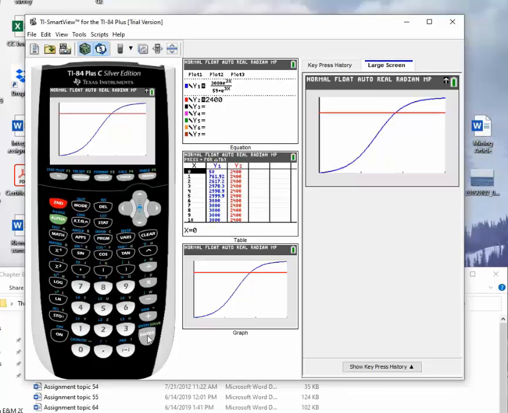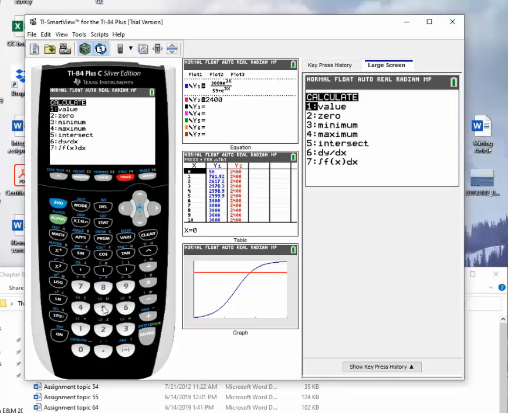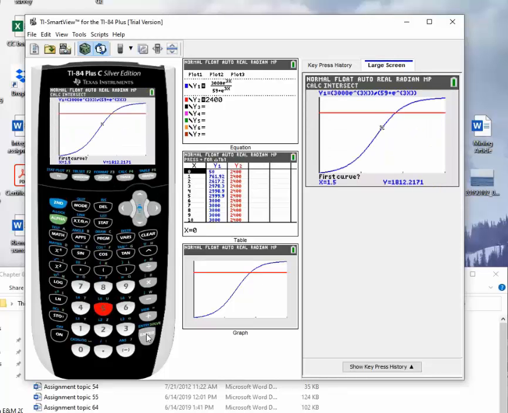So second calc, number 5 for intersection, enter, enter, enter. And that gives me a time of, looks like 1.821 days. So kind of cool to see the result of all that hard work that I had to do to get the original function, that it actually looks like your logistic graph.